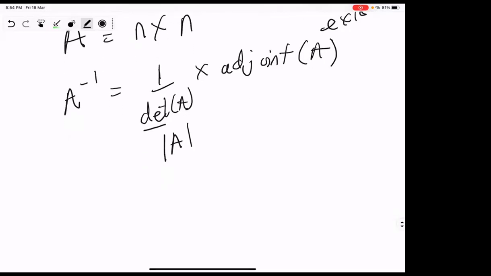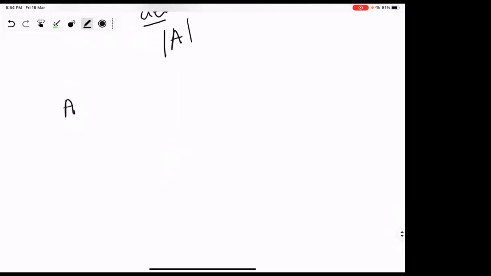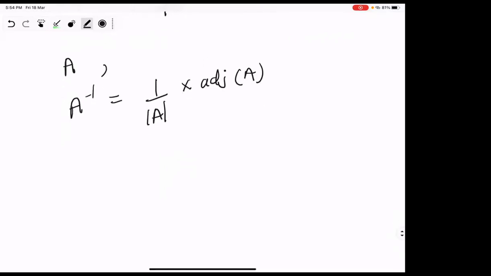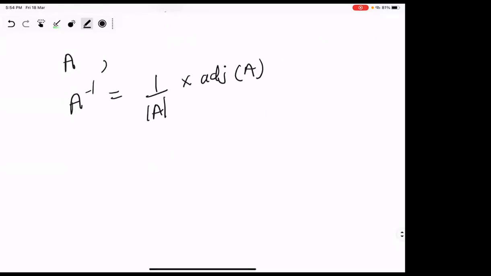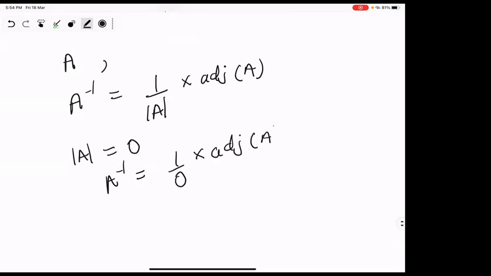Okay, so from this formula, let me rewrite it. Given the matrix A, the inverse of this is given by 1 over the determinant times the adjoint of the matrix. Now, this means that if the determinant is equal to 0, then we have A inverse is equal to 1 over 0 times the adjoint of A. 1 over 0 is undefined. So we have undefined times adjoint of A.